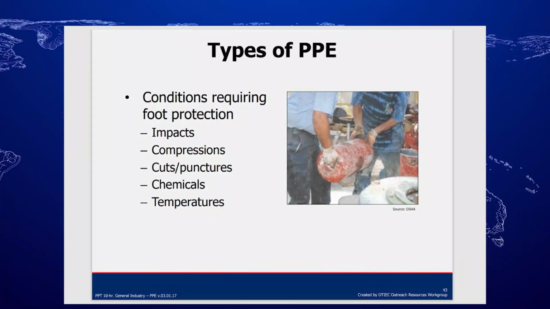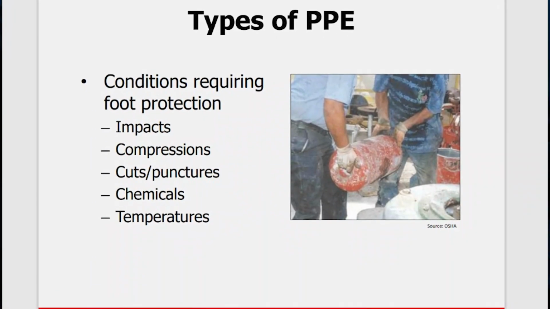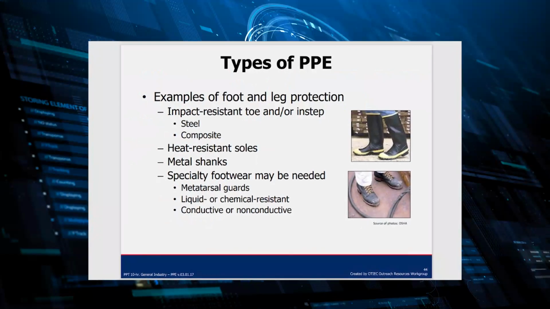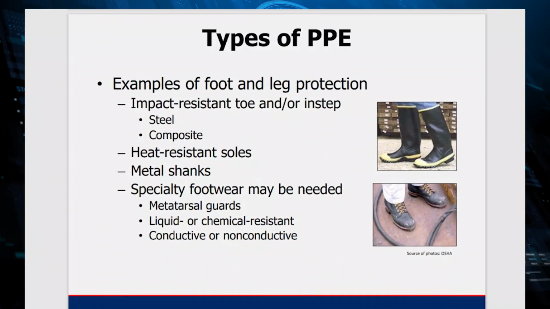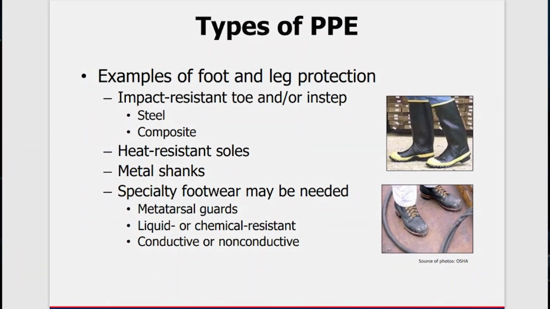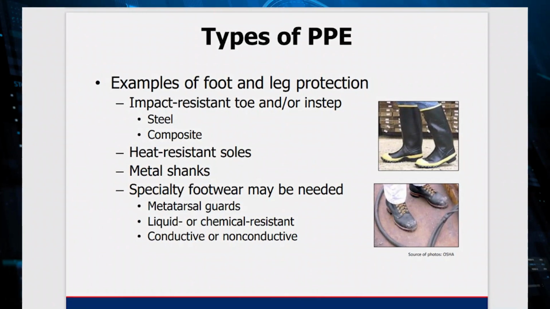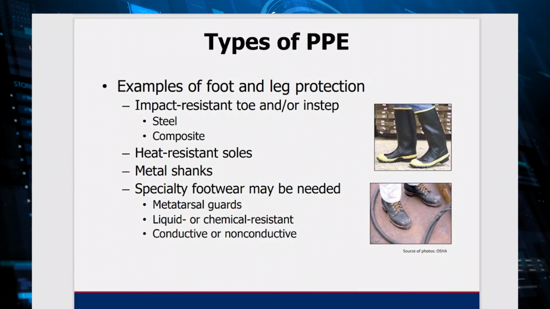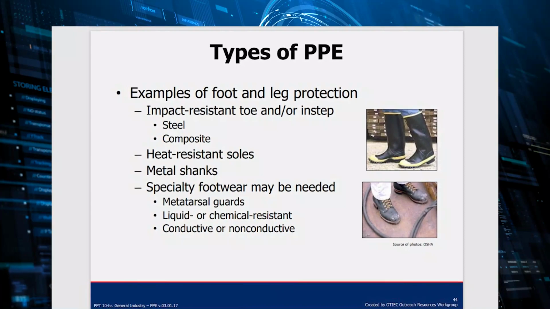Conditions requiring foot protection: impacts, compressions, cuts or punctures, chemicals, temperatures. Examples of foot and leg protection: impact-resistant toe and or instep, steel or composite, heat-resistant soles, metal shanks. Specialty footwear may be needed. Metatarsal guards, liquid or chemical resistant, conductive or non-conductive.